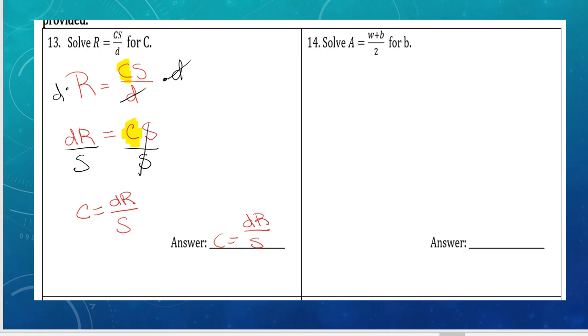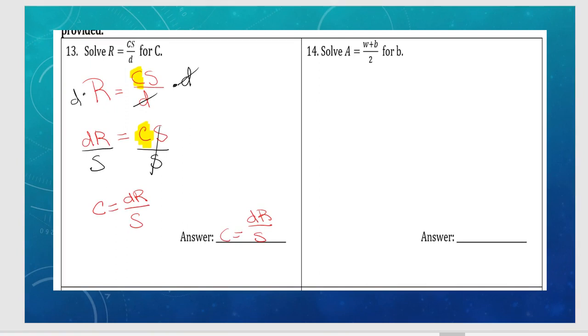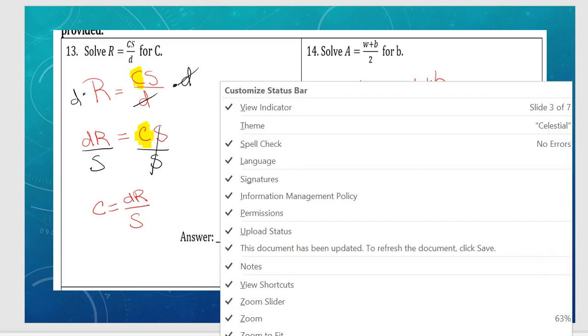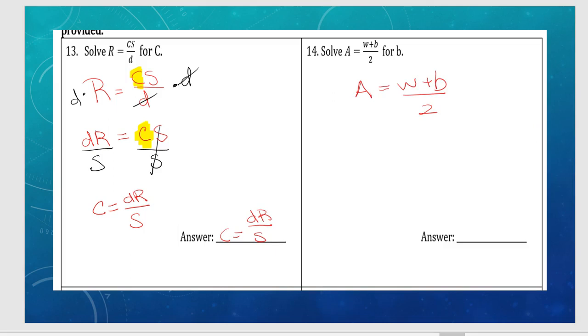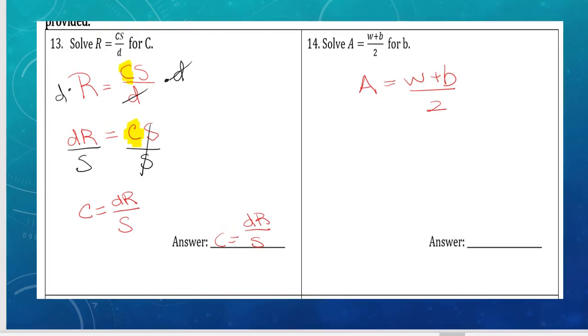Number 14 has us solving for b in the equation that was given to us, which is A equals W plus B divided by 2. Oops, sorry about that. I'm trying to make this a little bit bigger. There we go. Let's highlight b. So there's a couple things I need to get rid of. I need to get rid of the denominator of 2 first, and then the W that is being added. So let's get rid of the denominator of 2 first.